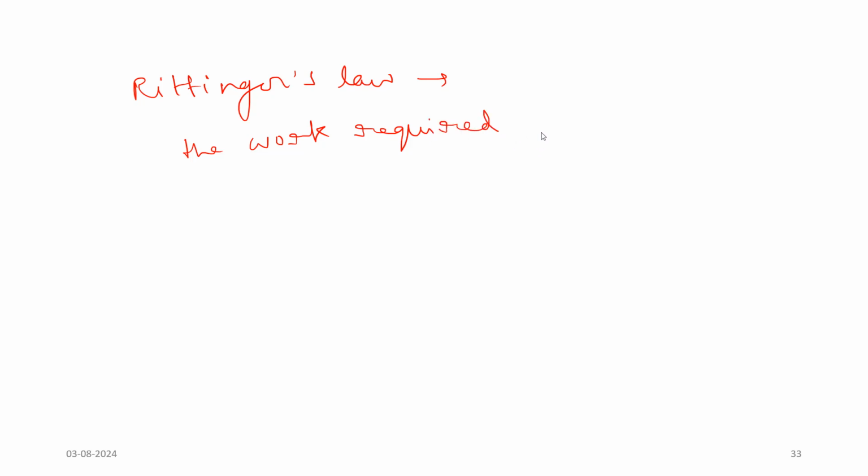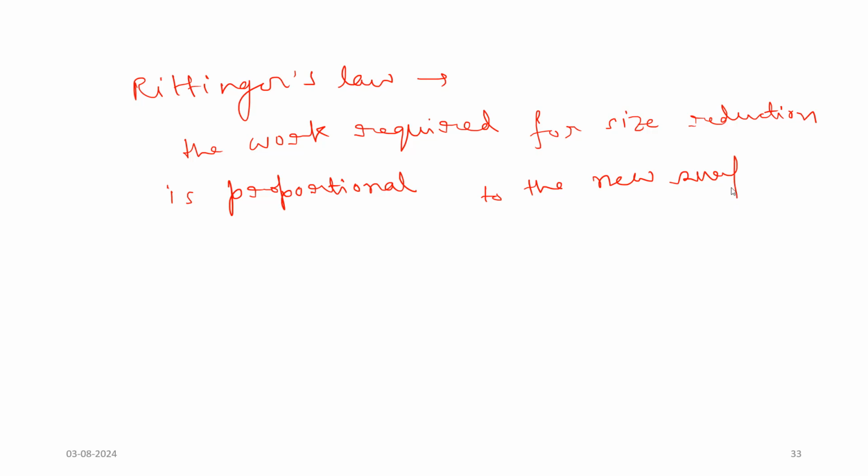In Rittinger's law, what is the formula? The work required for size reduction is proportional to the new surface area created. Okay.